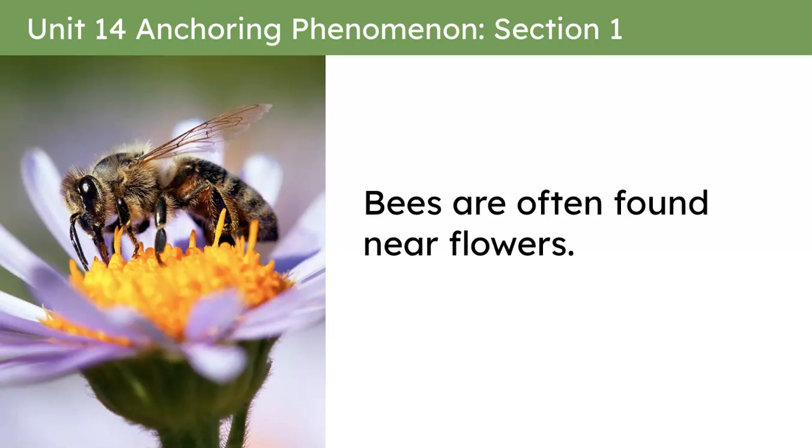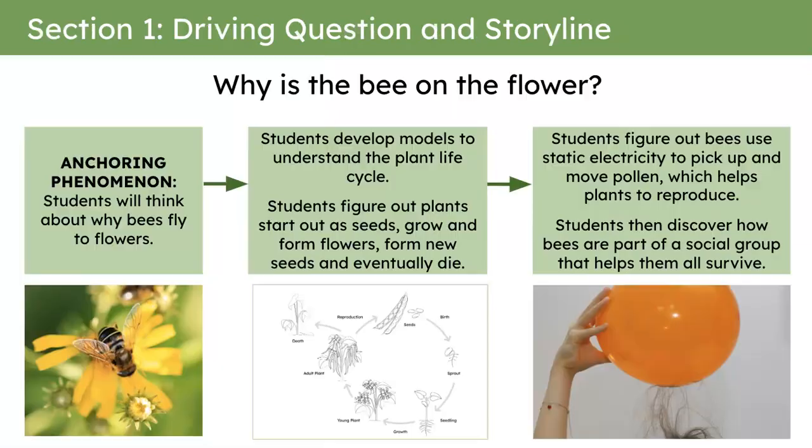The anchoring phenomenon of Section 1 is bees are often found near flowers. This theme connects to students through observations they might make in the world around them about bees and flowers. After being introduced to the first anchoring phenomenon, students may ask what part of the flower bees are visiting. The driving question of Section 1 is, why is the bee on the flower?